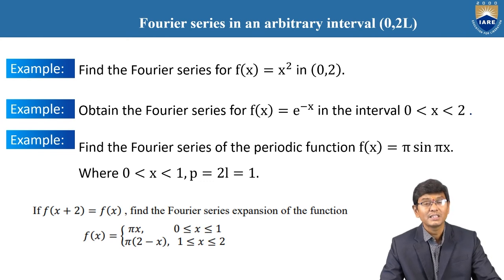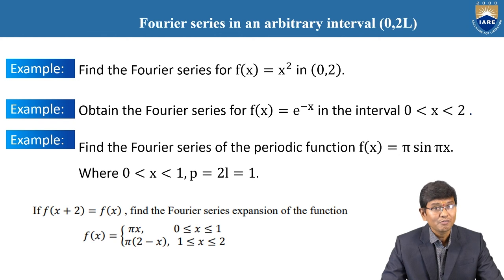It is to find the Fourier series for the periodic function f of x equal to pi into sin pi x. The limits are clearly 0 to 2l only. That means we need to follow with the help of 0 comma 2l only. Therefore, here also l is equal to 1 only.